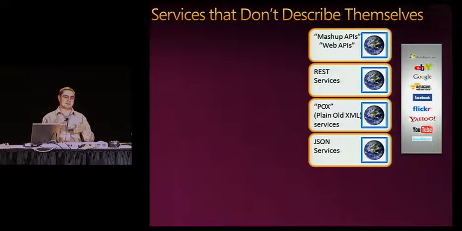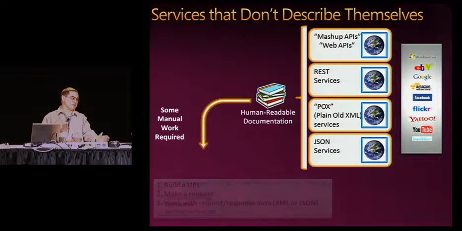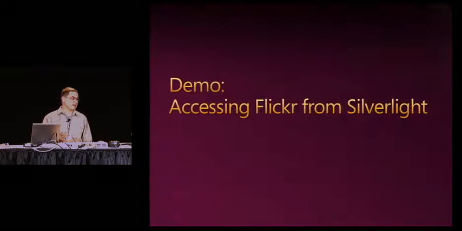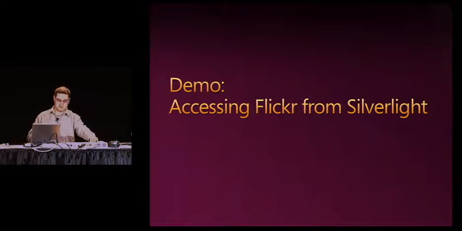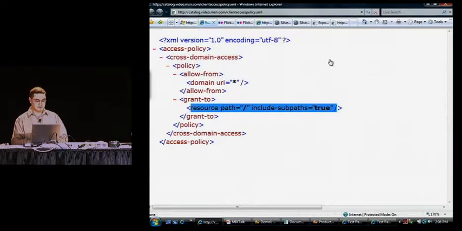They go by different names: mashup APIs, REST services, POX or plain old XML services. Sometimes they use the JSON data format. But they all have in common the fact that to go from the human-readable documentation to code, you actually need to do some manual work. And the manual work is building the URL, issuing the request, and then working with the data. And so to demonstrate that, I'll show you working with Flickr from Silverlight, which is a typical REST type service.